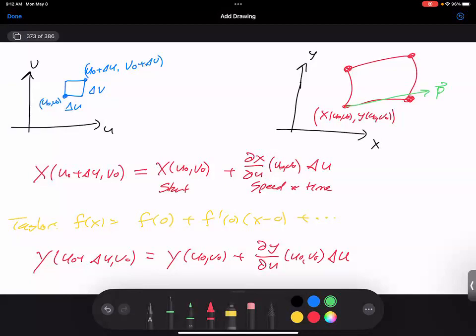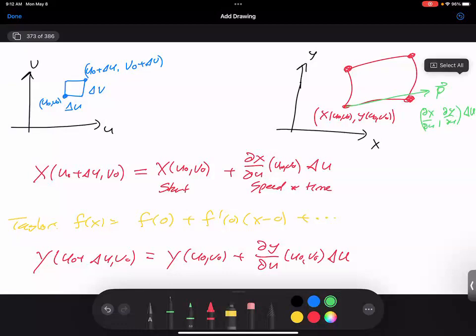And so if I look at that vector, if I look at where I end and I subtract where I started, then this is going to essentially be dx/du, dy/du times delta u. Does everyone agree that that's what that vector would be?